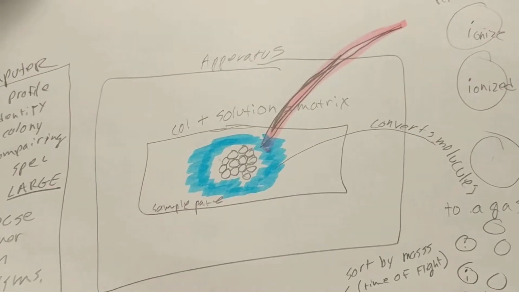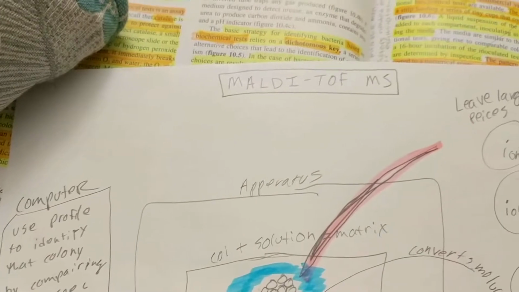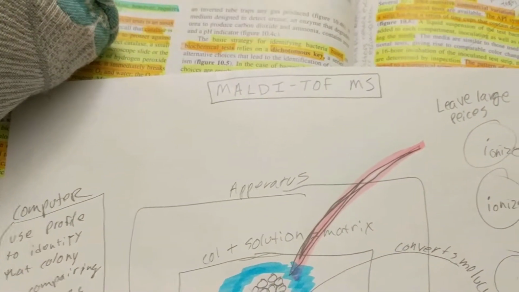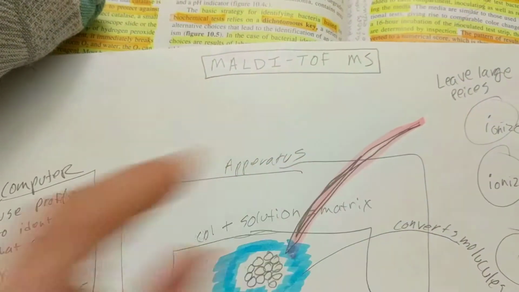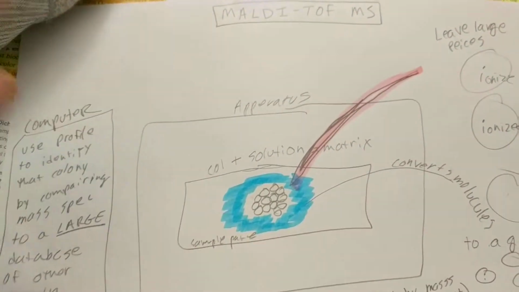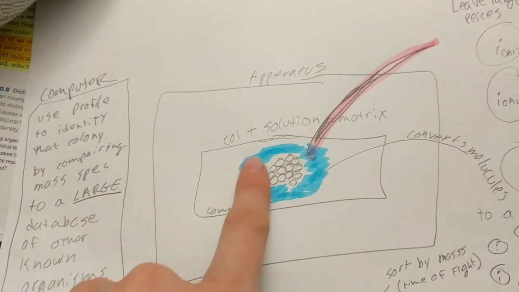Okay, what do we have going on over here? We got a bunch going on. We're going to be working with MALDI-TOF MS. Look it up. It's a long word. The MS, I think, stands for mass spectrometer. Okay, so this MALDI-TOF MS, we're going to be talking about what's going on in here first.